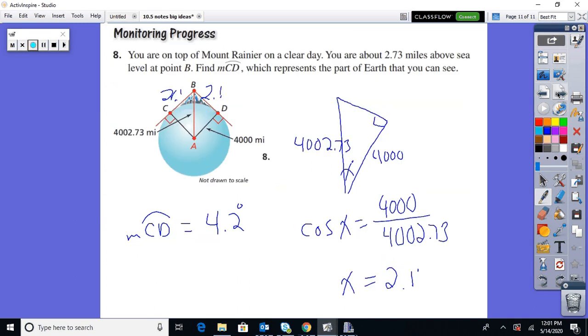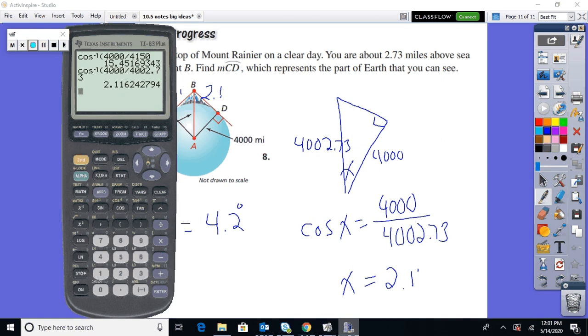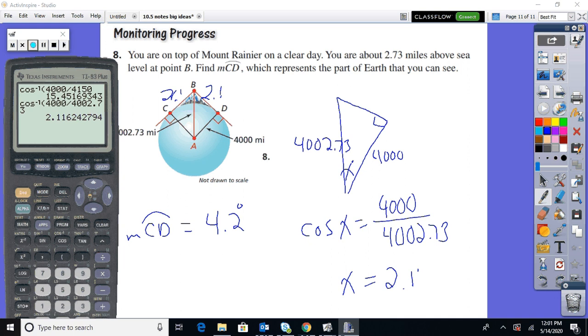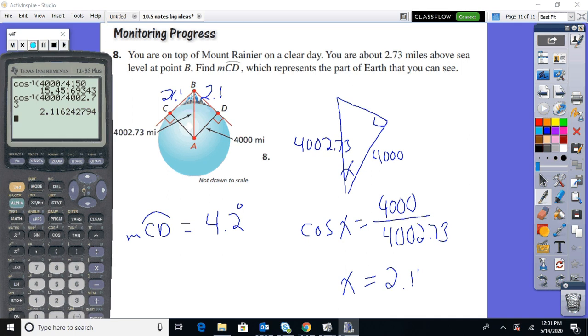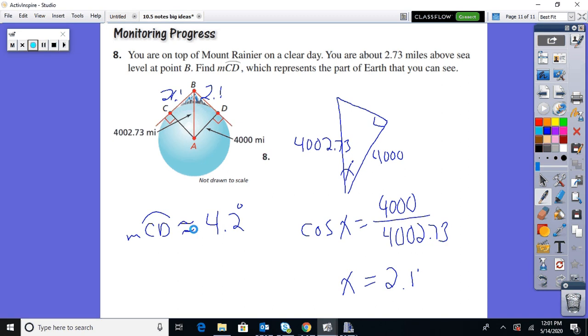All right, and hopefully you get 4.2 approximately. All right, and there it is. There's second cosine of 4,000 over 4,002.73. In your calculator is like 2.1. So double it, and it's about 4.2. All right, that's a wrap on 10.5.